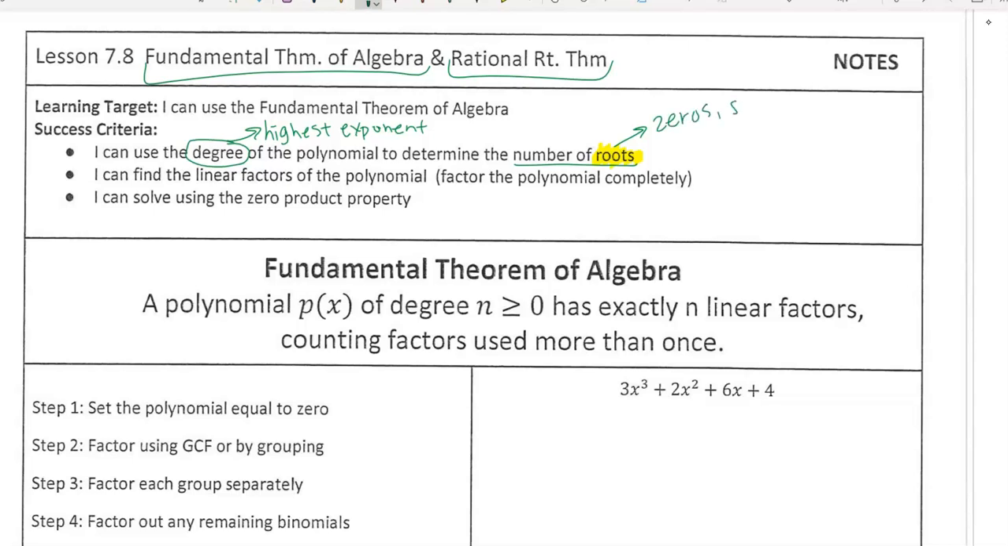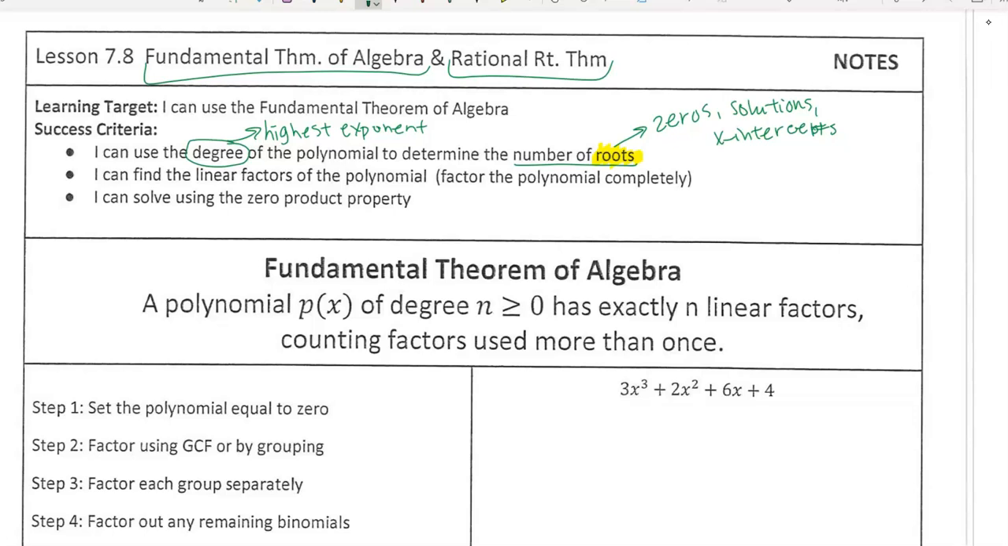Zeros, solutions, x-intercepts. These are all words that are interchangeable. They all mean the same thing, x-intercepts. So if we were to graph a polynomial, we could look at the degree and see how many roots there are. Remember, the degree is the highest exponent.